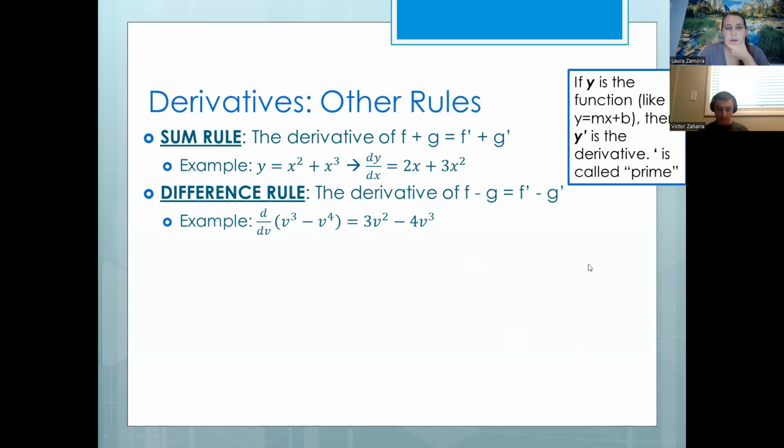Anyway, here's an example, right? We have d dv. So this time we're taking the derivative with respect to v. That's our interesting variable. And here is our equation, v cubed minus v to the 4th. So apply the power rule to each of those chunks individually. V cubed becomes 3v squared. The derivative of v to the 4th is 4v cubed. And then put them back together. And there you have it. That's the derivative of your expression.